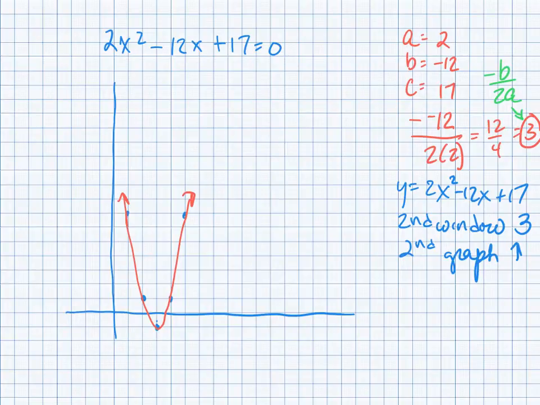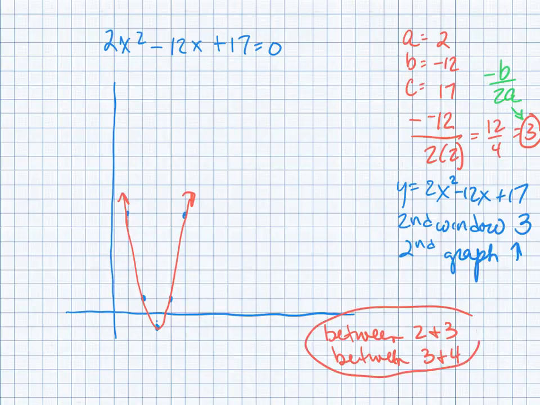And now we're going to look at this graph. Where does this graph hit the x-axis? Does it hit at an exact point? No, it hits between 2 and 3 and between 3 and 4. And that's the answer I want, the graph and that answer.